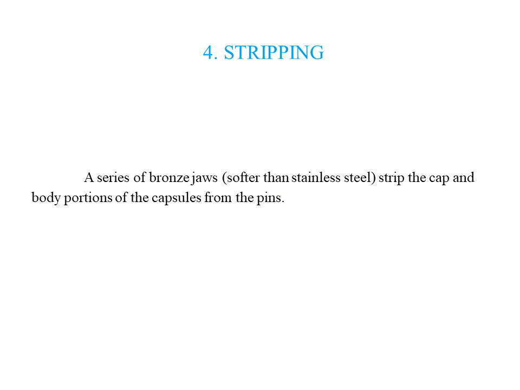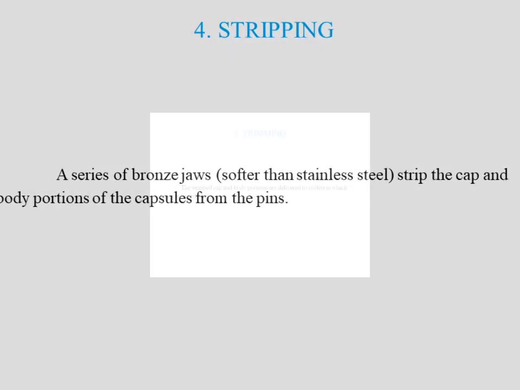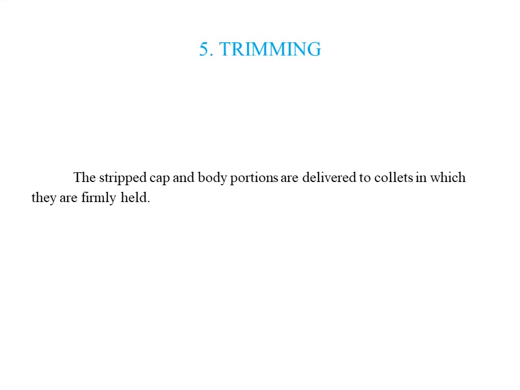Step 4. Stripping. A series of bronze jaws strip the cap and body portions of the capsules from the pins. Step 5. Trimming. The stripped cap and body portions are delivered to collets in which they are firmly held. As the collets rotate, knives are brought against the shell to trim them to the required length.